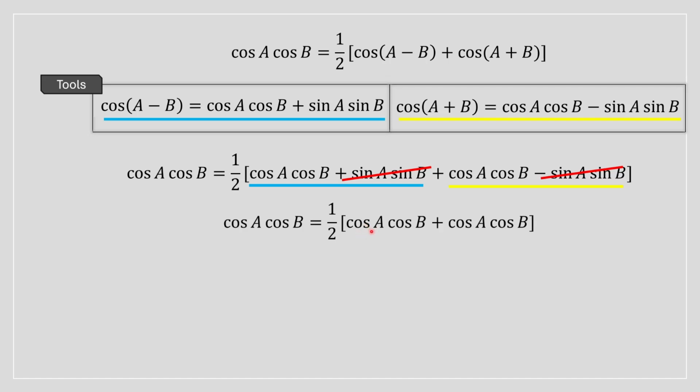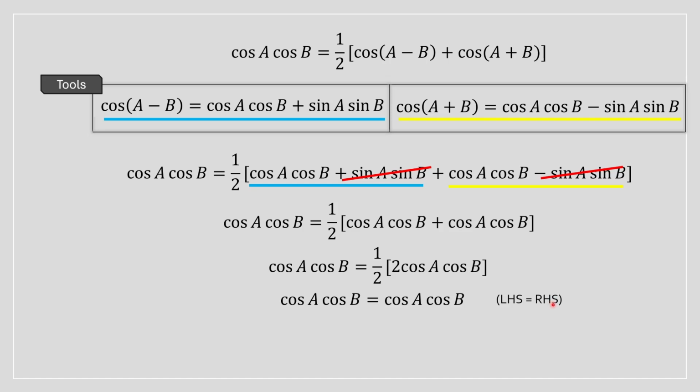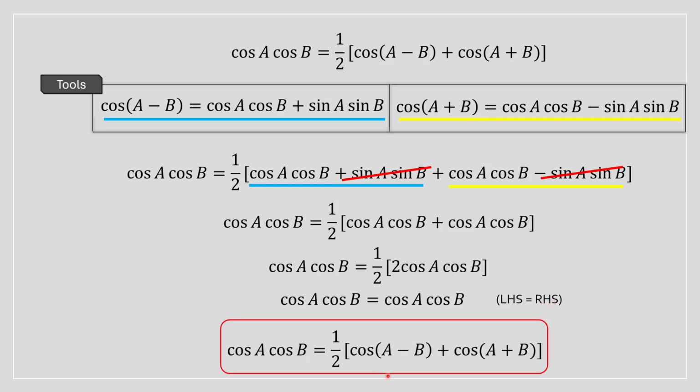What you're going to be left with is cos of A, cos of B plus cos of A, cos of B. You lot are going to add these two terms because they're the same term, and you're going to have two cos of A, cos of B. The 2's in the numerator and in the denominator respectively cancel. And you lot are going to notice that the left-hand side is equal to the right-hand side, and therefore that implies that cos of A, cos of B is equal to this.